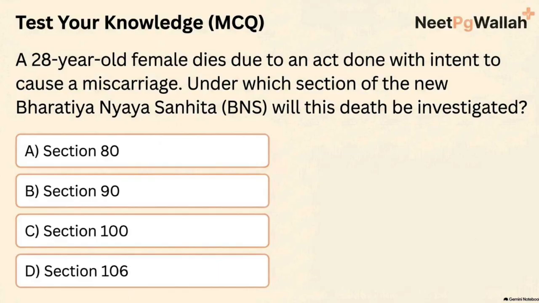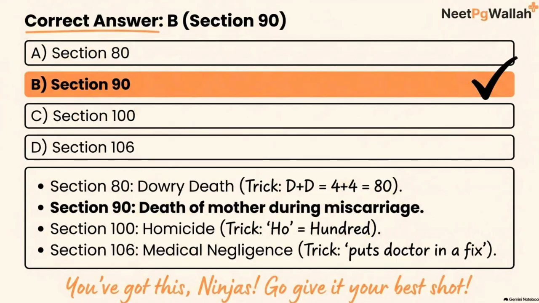Your options are A. Section 80, B. Section 90, C. Section 100, or D. Section 106. I actually want you to pause this explainer right now, use the hacks we just learned, lock in your answer, and let's see if you've got it.